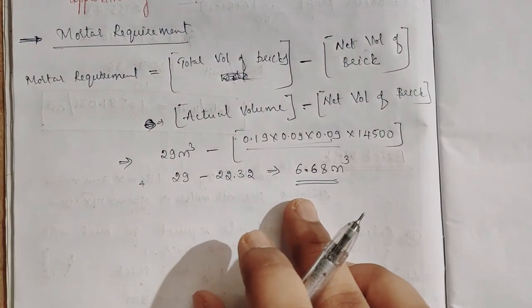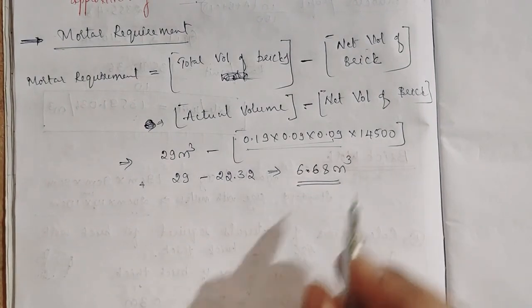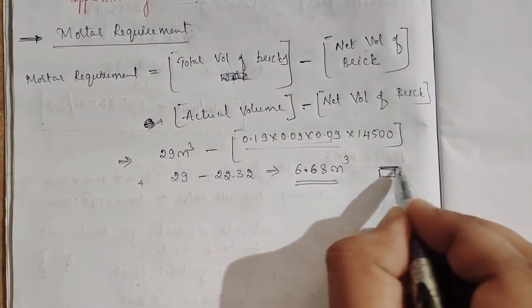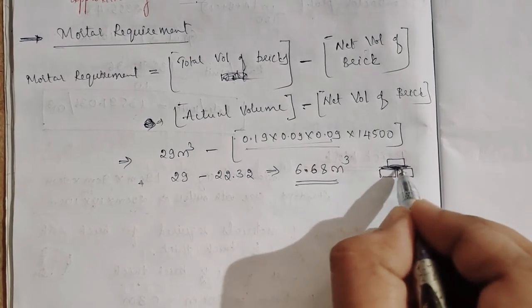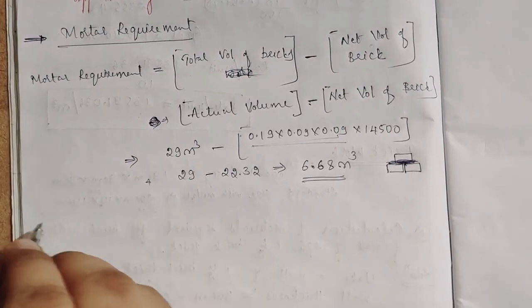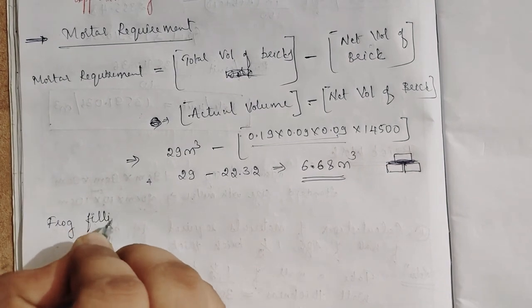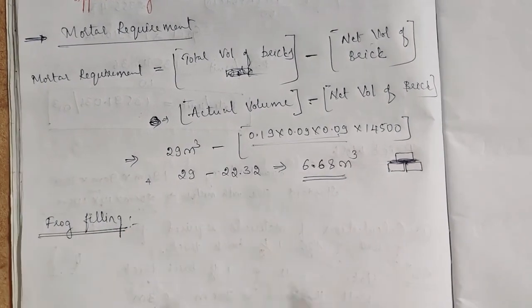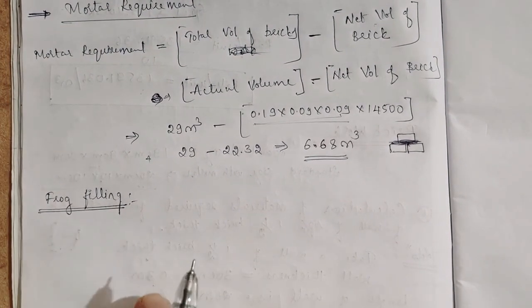Okay, so this is the mortar requirement which is used for the joints. In brick construction we use the mortar which is required in these joints. What about the frog? In the bricks we will have the frog. It has different importance, but here we have frog filling in the bricks. For that also we have to take some quantity beforehand.